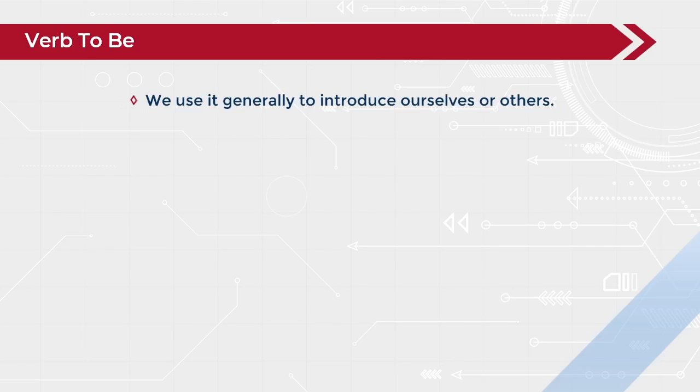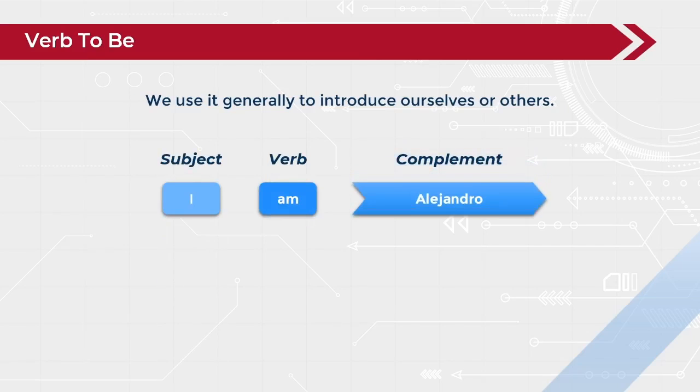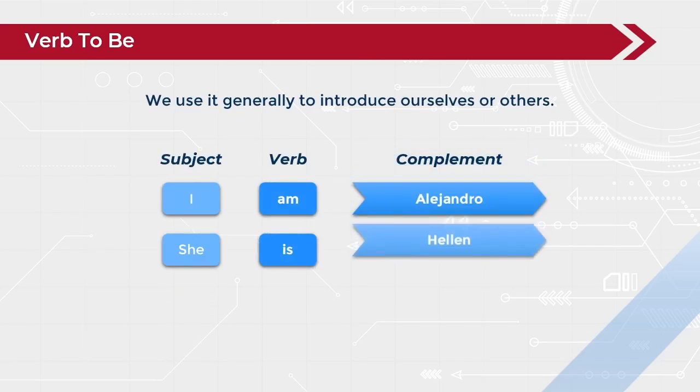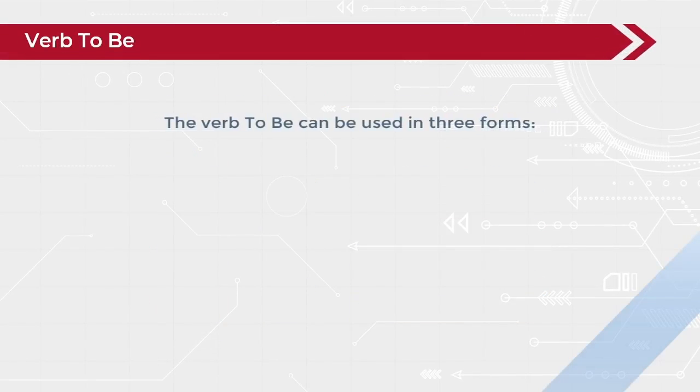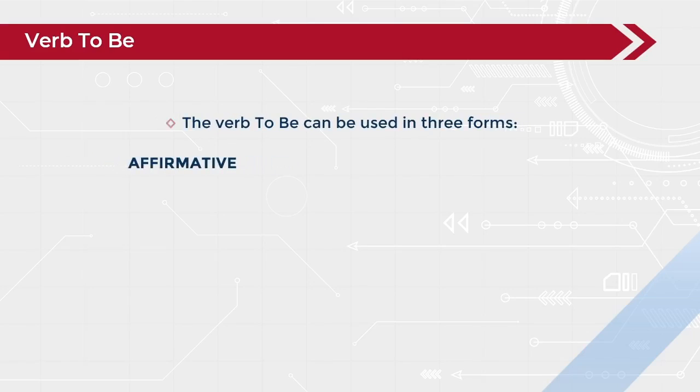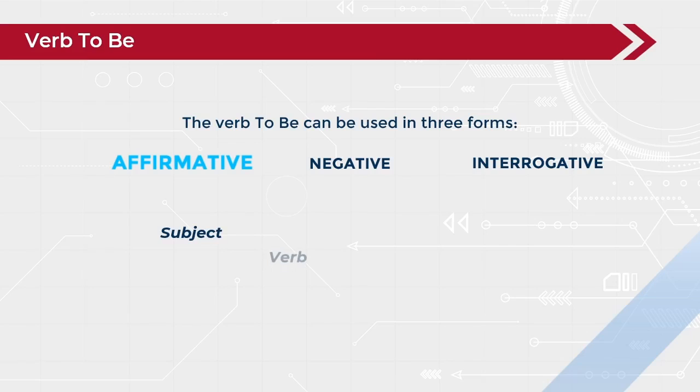We use it generally to introduce ourselves or others. For example, I am Alejandro, she is Helen, he is Carlos, and so on. The verb to be can be used in three forms: affirmative, negative, or interrogative. Here, we are only going to focus on the affirmative form.